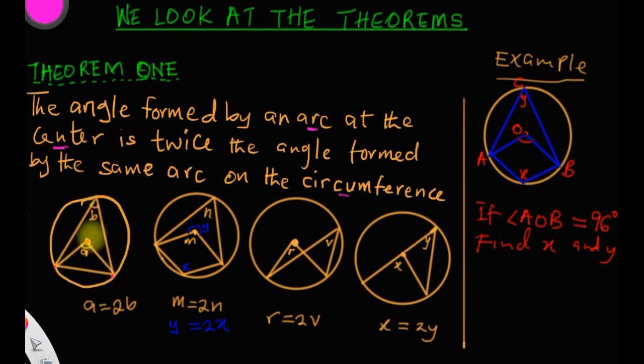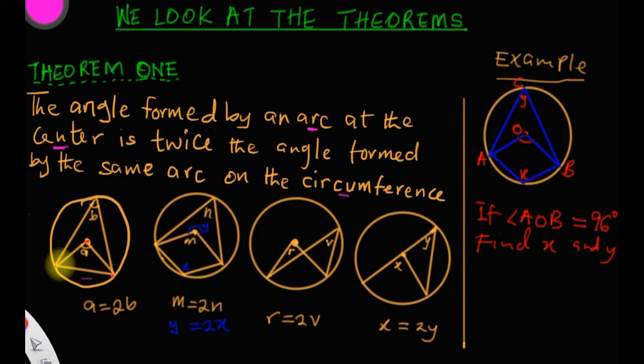Fine. So we are saying that the angle formed by an arc at the center of the circle, this angle A, is twice the angle formed by the same arc. This same arc is forming this angle A at the center, and this same arc is forming this angle B on the circumference.